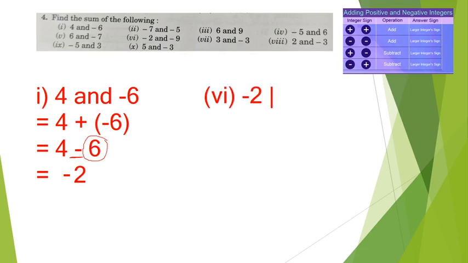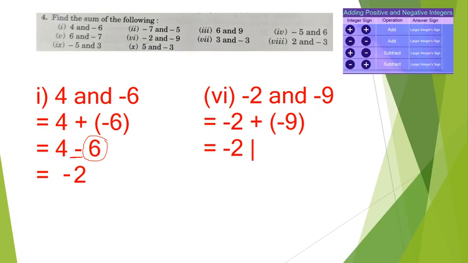The question is -2 and -9. Now solve this question. How will we write it? -2 plus in bracket -9. Now firstly we have to solve the bracket. So it will be -2 plus and minus, it will be minus and 9. Now both the numbers are having the same sign. Whenever we are having the same sign, we have to add the numbers. Now 9 plus 2, what will it become? It will be 11.